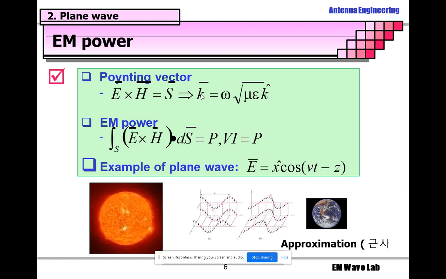And then EM power, electromagnetic power. Okay, electromagnetic power will be achieved by integrating the cross product of the electric field and magnetic field vectors.